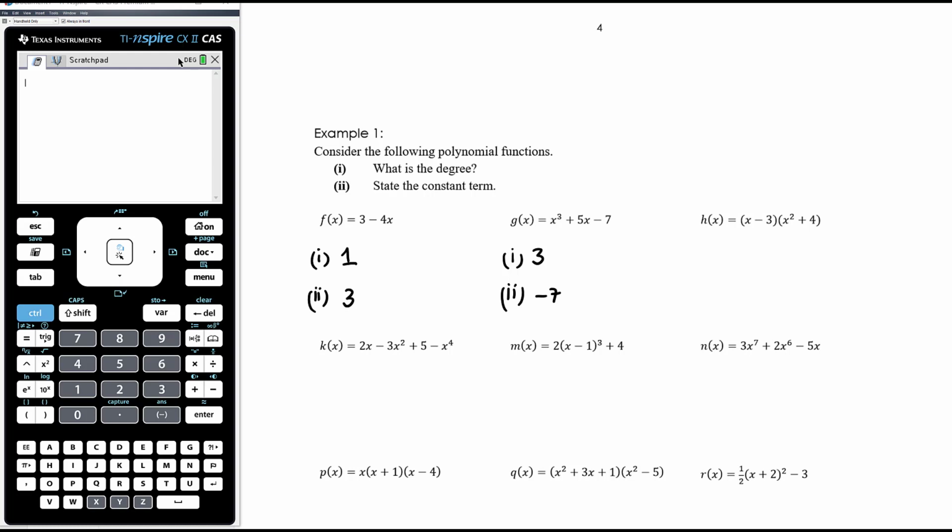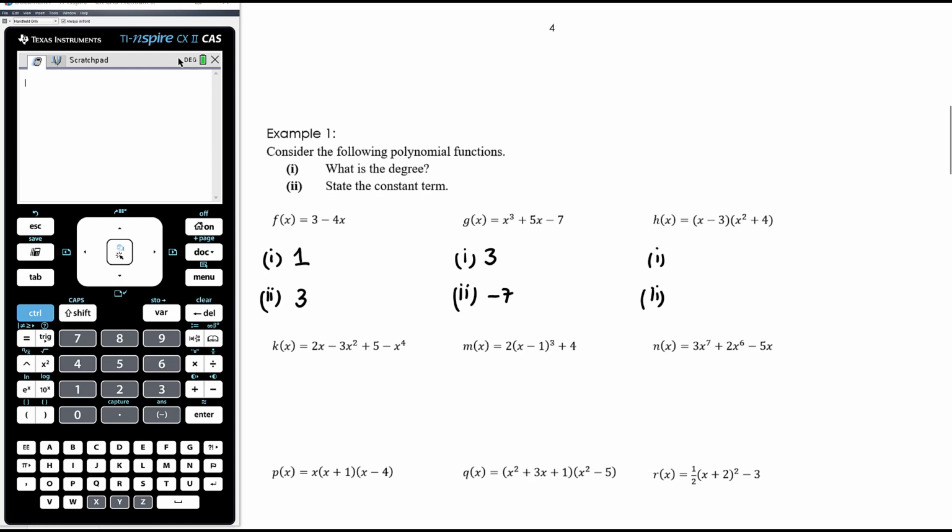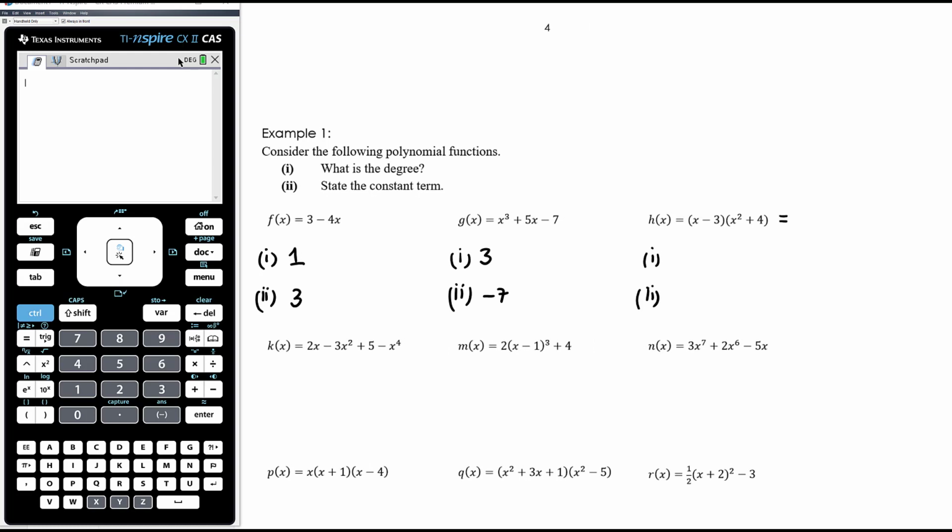H of x, okay, so this is not expanded out, but we should be able to think through the answers to this question without needing to fully expand out the function, okay? So if we were to think about the degree of this polynomial, if we think about expanding this out, the highest power of x is going to come when we do x times x squared. So x cubed is going to be the highest power of x.